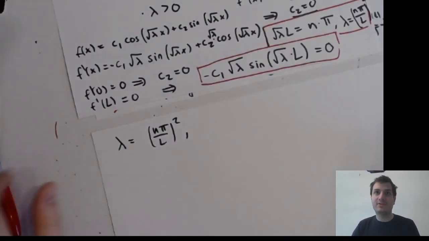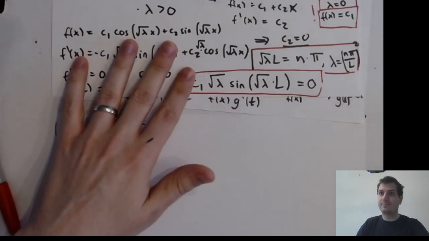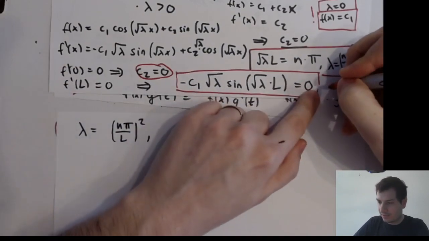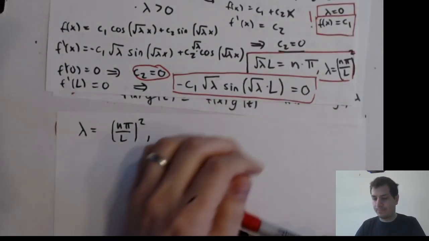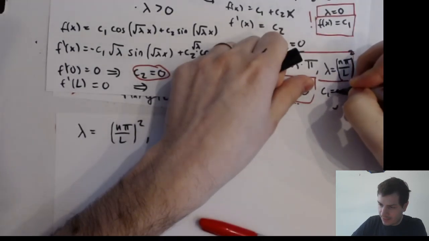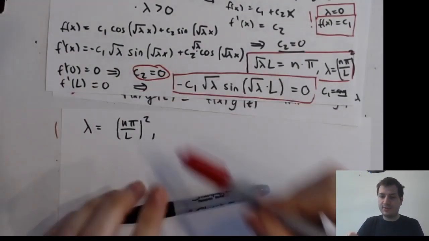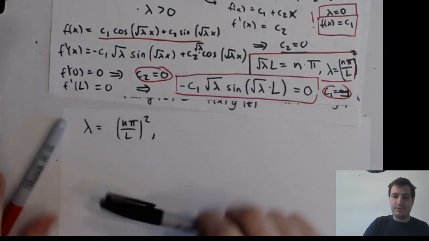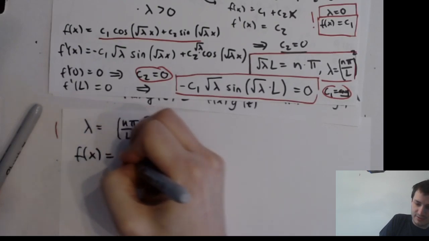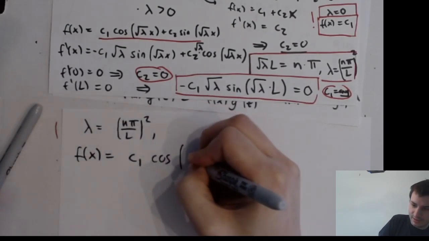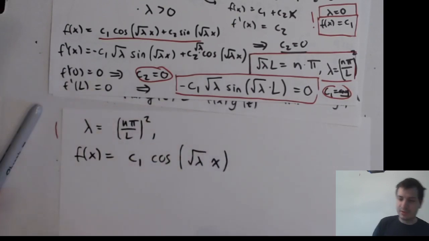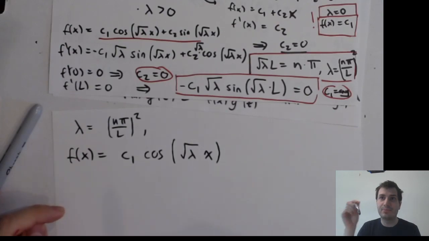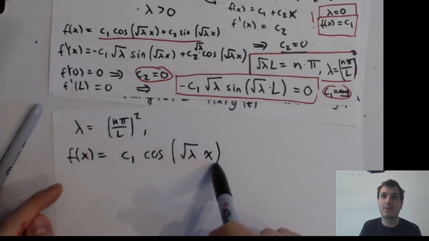But when we did our solution, we had c2 equals 0 and c1 equals anything. And when you plug in c2 equals 0 and c1 is anything into the equation for what is f, you get that f of x is equal to c1 times the cosine of square root of lambda times x. So last example, the solutions were the sines, and this time they were cosines.